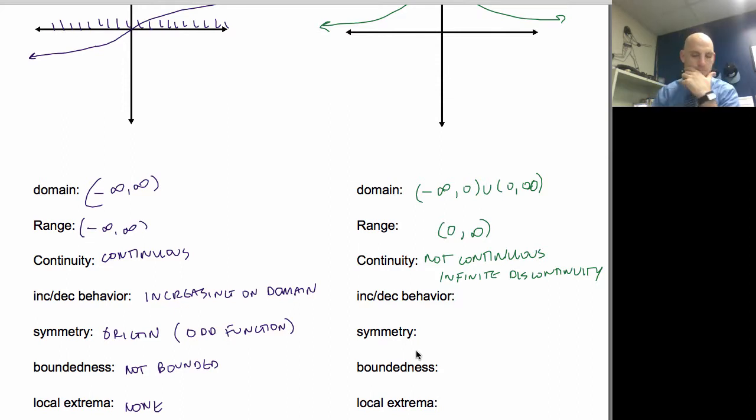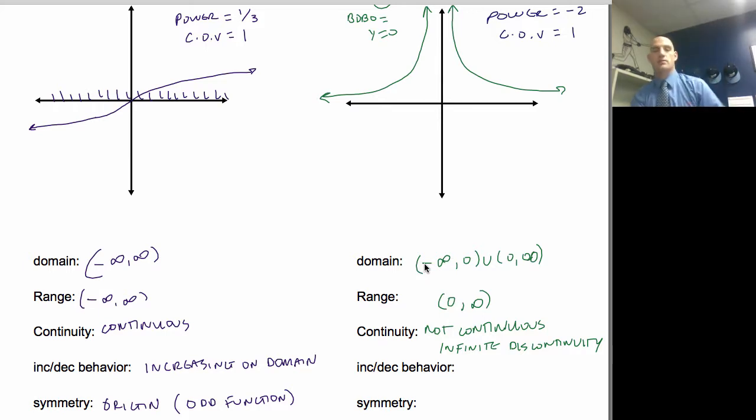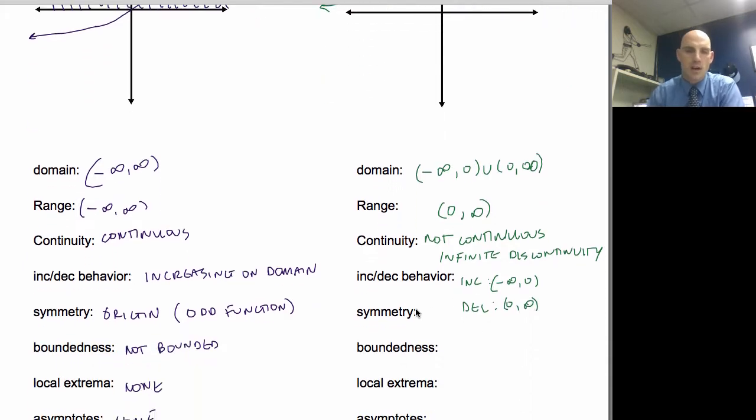Increasing and decreasing behavior. As I move to the right, so continuity can help us with this. As I move to the right, so let's look at this left-hand part of the graph. As I move to the right, am I going up or down? Yeah, I'm going up. So it's increasing from negative infinity to 0, not included, because 0 is not included. However, when I jump over to this other part, as I move to the right, which way am I going? Down. That's right. It's decreasing from 0 into infinity.